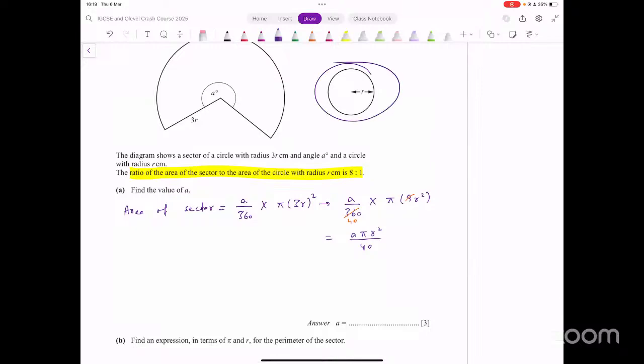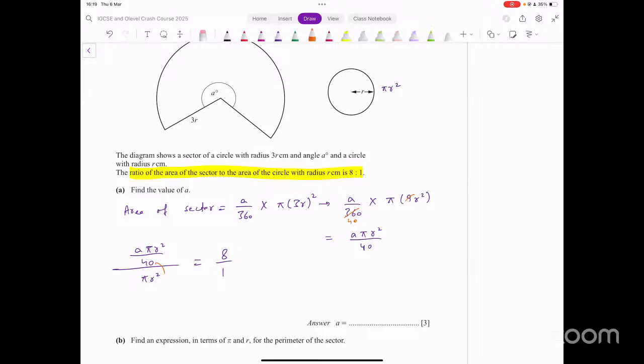What's the area of the circle? Area of the circle is just pi r squared. They have given us that the ratio of these areas is 8:1. That means A pi r squared over 40, whole thing divided by area of the other figure, which is pi r squared. This should equal 8/1, right? This ratio is 8:1. Now, what happens when you do this?